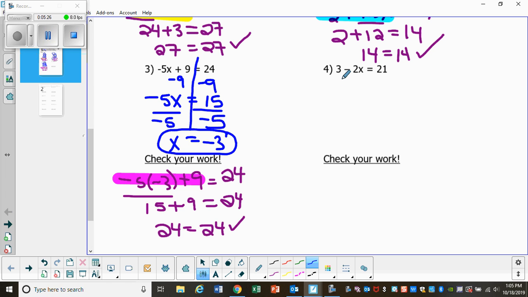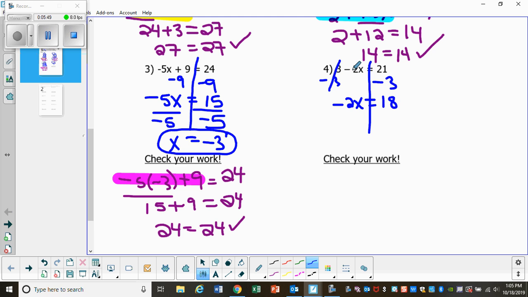Again, for this example, 3 minus 2x equals 21. It looks like the constant is written first. So that constant's the number without a variable. So we're going to subtract 3 from both sides. And then those are going to go away because of the additive inverse property. We're going to bring down negative 2x equals, and then 21 minus 3 is going to be 18.